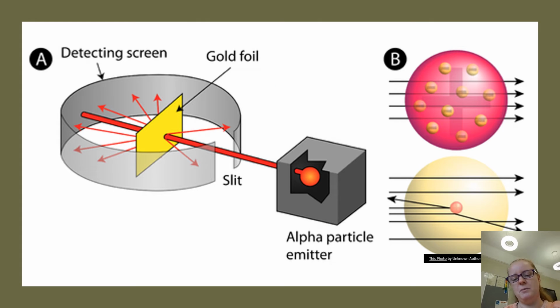So here was his experiment here. He had an alpha particle emitter, which is essentially just a type of radiation.